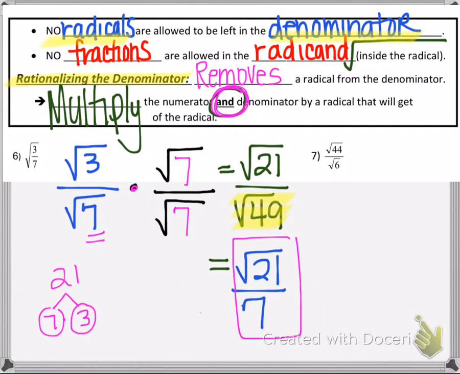Now, remember that we can't do this. We can't do, 7 goes into 7 once and it goes into 21 3 times. We can't do that because the 21's in the radical and the 7 is not in the radical here, because square root of 49 was 7, not square root of 7. So that is our final answer.